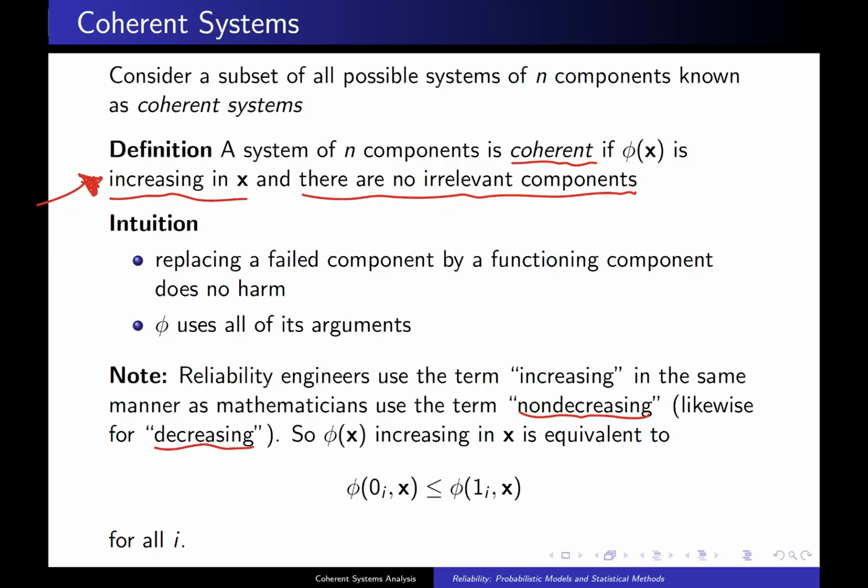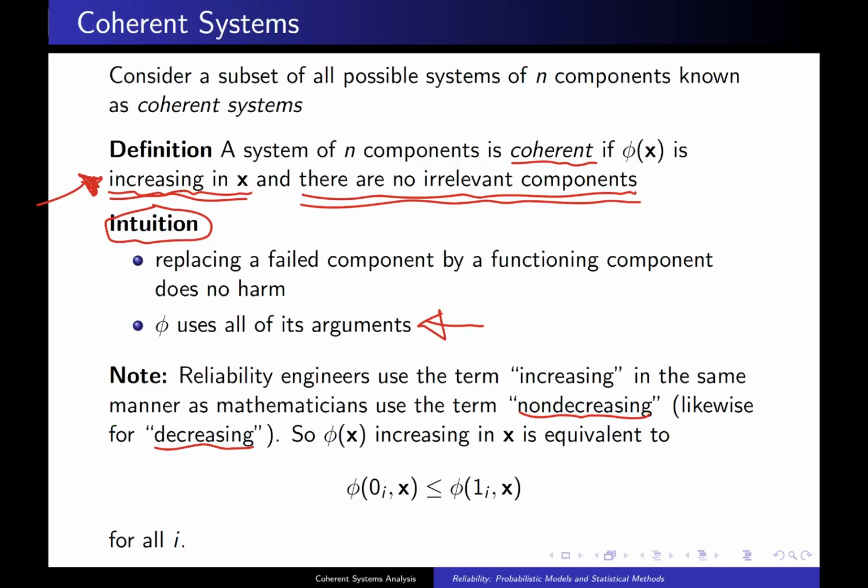Here is the intuition associated with a coherent system of n components. First of all, replacing a failed component by a functioning component does no harm. And that's this first condition right here, that the structure function is increasing in x. And then the second condition, that there are no irrelevant components, that's the same as saying phi uses all of its arguments. It isn't like the two systems that you saw on the previous slide where they did not use the argument x2.